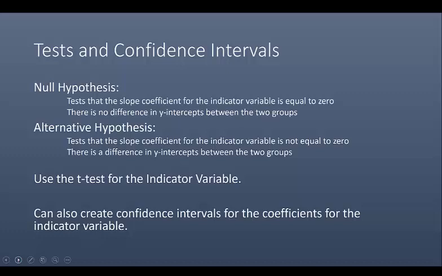We can test that there is no difference in the y-intercepts when the categorical variable has two levels. This tests that the slope coefficient for the indicator variable is equal to 0. We will look at the t statistic or create a confidence interval for the coefficient.